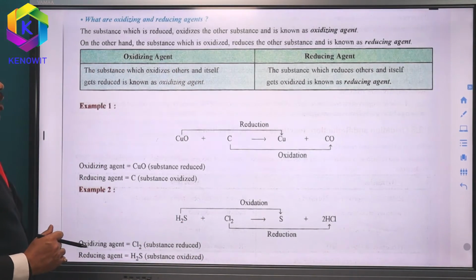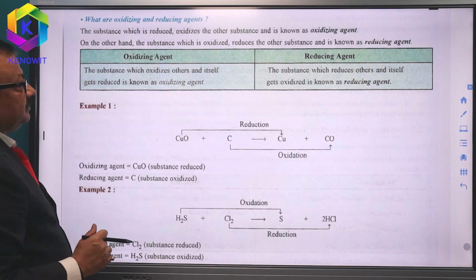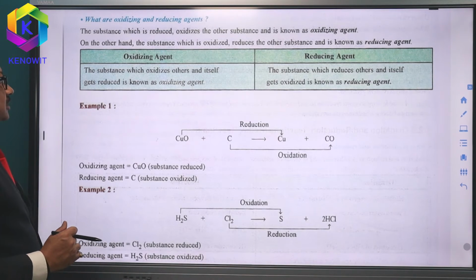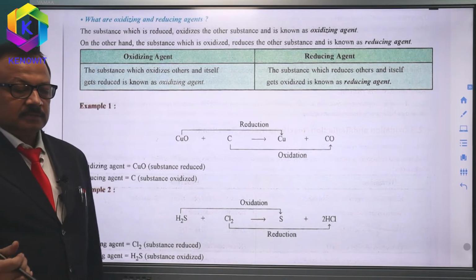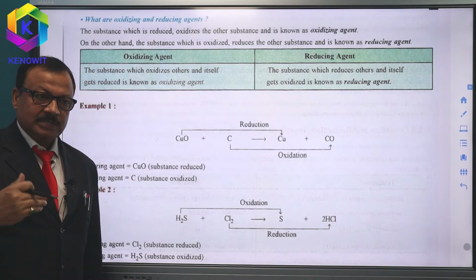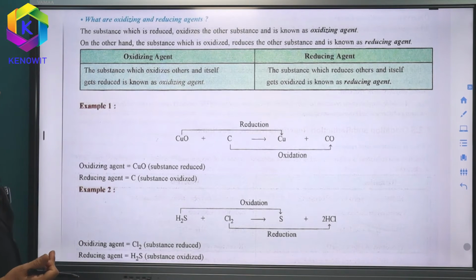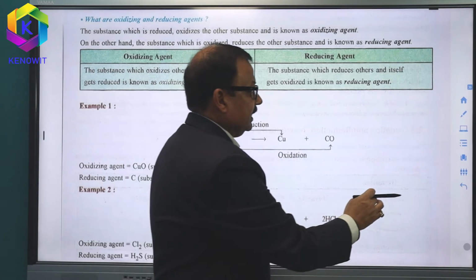Then what are oxidizing and reducing agents? This is very, very important. The substance which oxidizes others and itself gets reduced is known as an oxidizing agent.